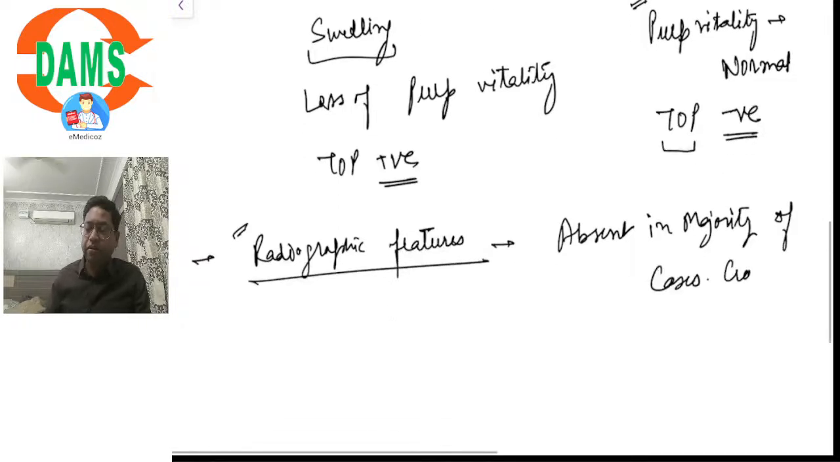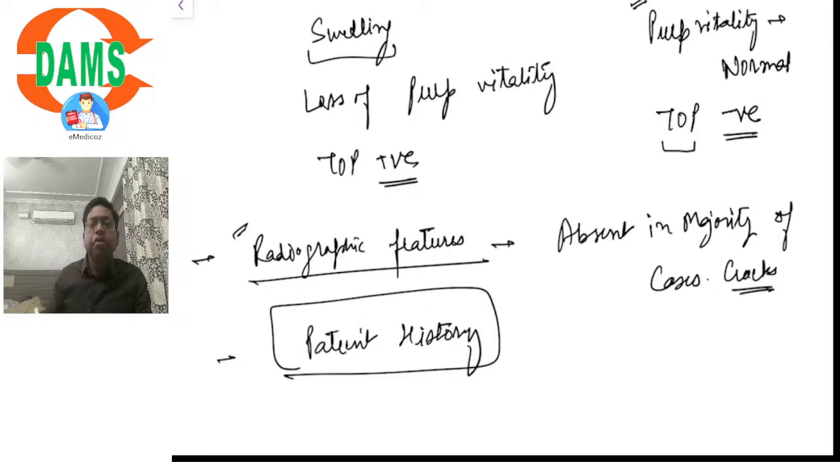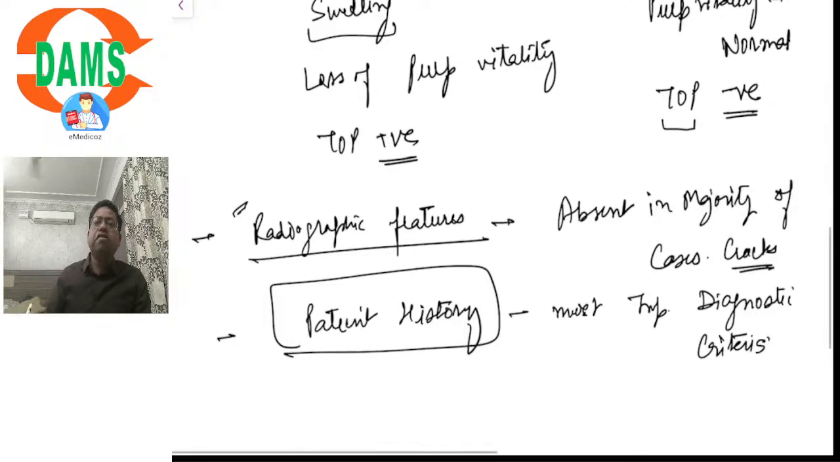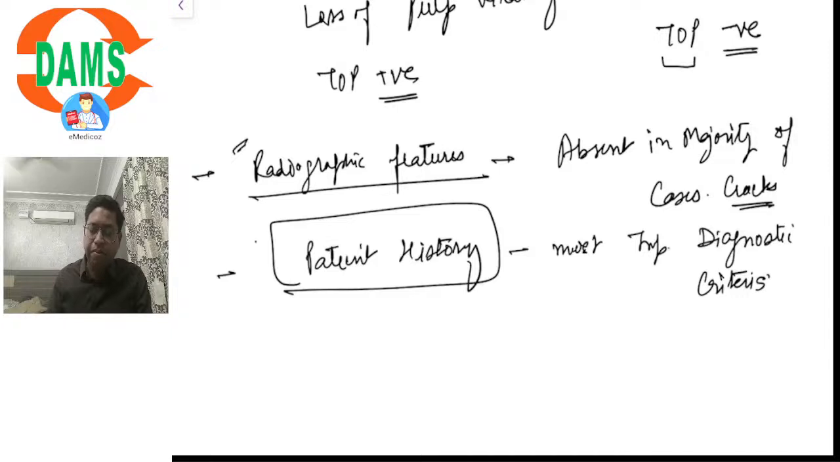of cracks. Whenever there are cracks in the tooth, no distinctive radiographic features can be observed. So what is the most important diagnostic criteria? Patient history. In such situations, patient history is the most important diagnostic criteria. You have to remember that it is the history of the patient.